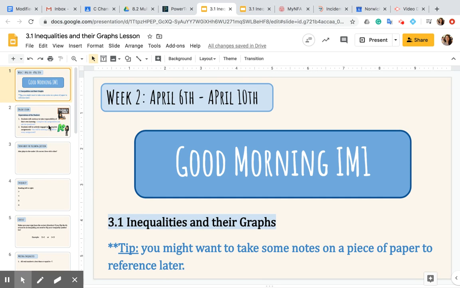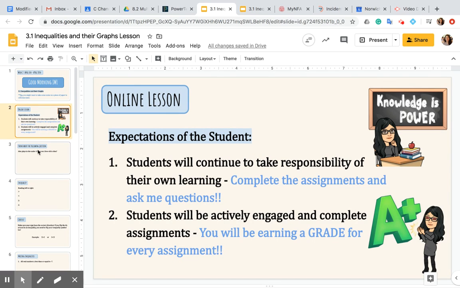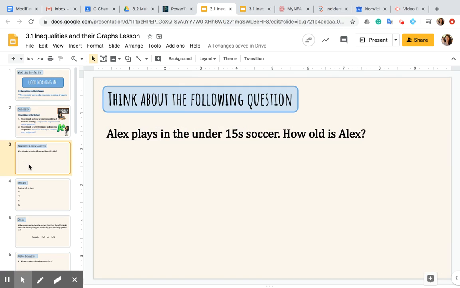We actually talked about inequalities at the very beginning of the year when we were comparing numbers. So some of this will be review for you guys. So let's open it up with a question. Let's say Alex plays in the under 15 soccer, 15 obviously being the age. How old is Alex? Can we describe his age as one specific number? Well, if you think about it, there's a lot of answers to this question.